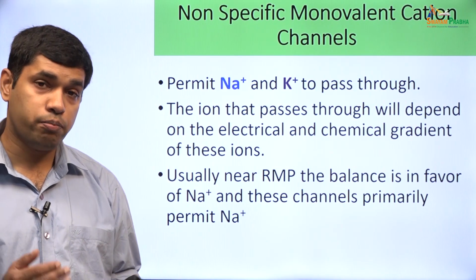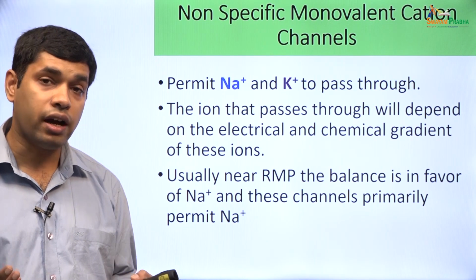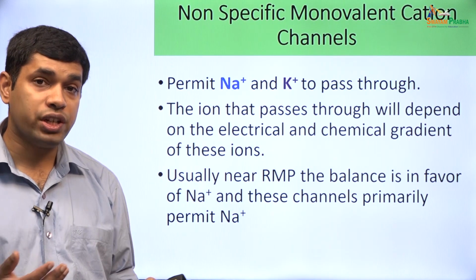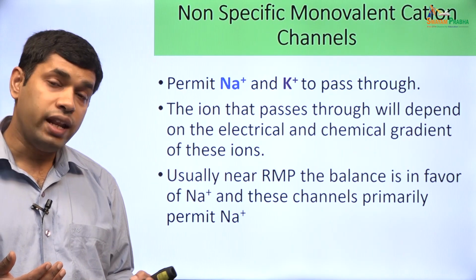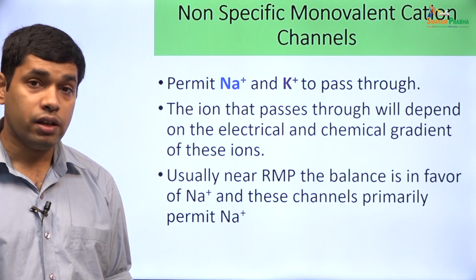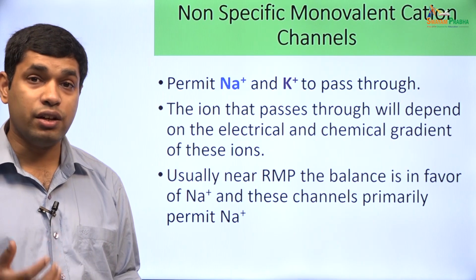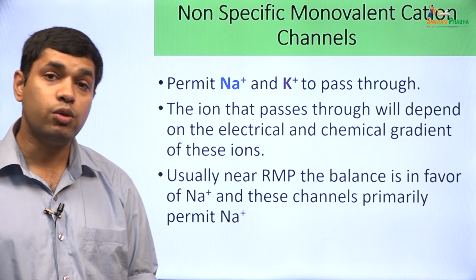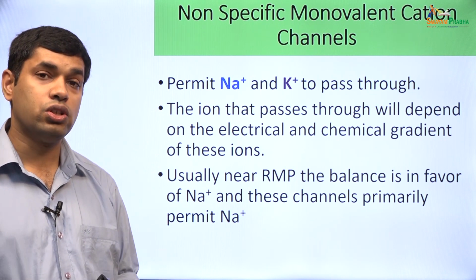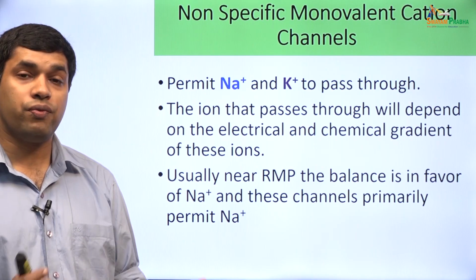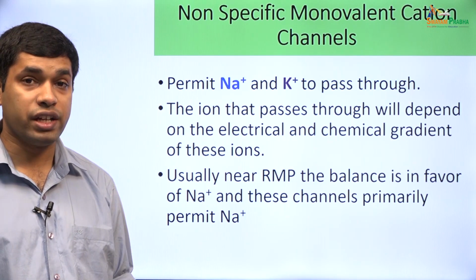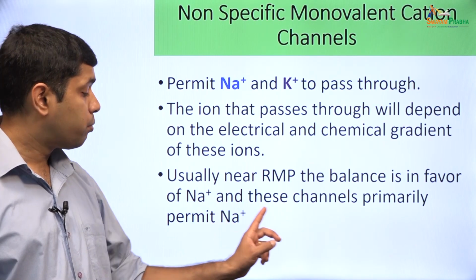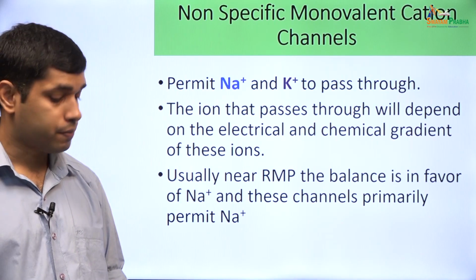Now you can ask this question, if you permit sodium and potassium to pass through, which ion would pass through? Would it be sodium or would it be potassium? When you consider the equilibrium potentials for sodium and potassium, when these channels open near the RMP, the balance of the electrical and chemical gradients heavily favors sodium entry, and this will be discussed when we talk about the equilibrium potentials. So by and large, because of the electrochemical gradients of sodium and potassium, most of these channels near the RMP primarily permit sodium entry into the cell.